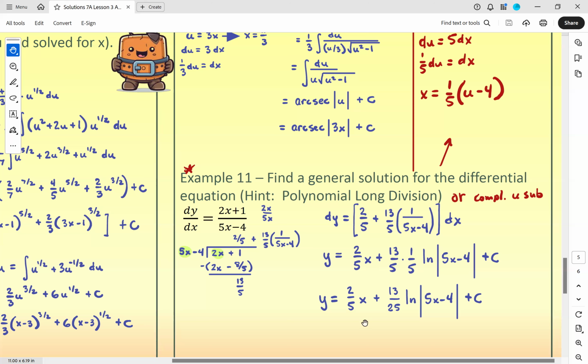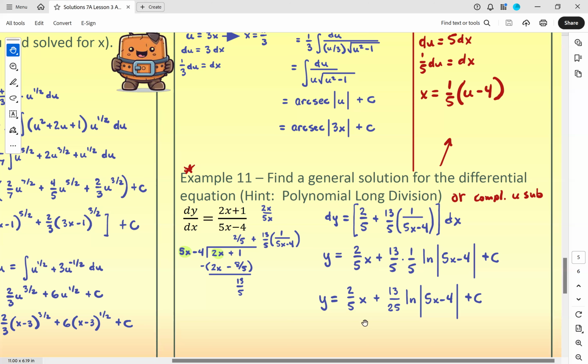And then I'm just cleaning that up a little bit. This might seem kind of crazy, kind of a lot of work, but I still believe it's quicker than what would have happened to us if we went through with the U sub, where things can get a little bit nutty. So, you're welcome to try it if you like. All right. Think we're good for example 11. We're going to move on.